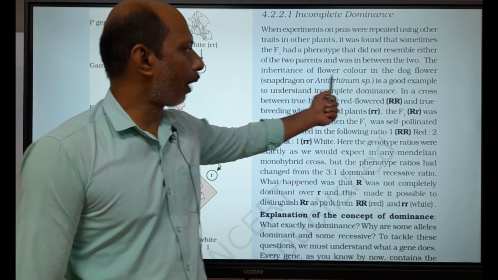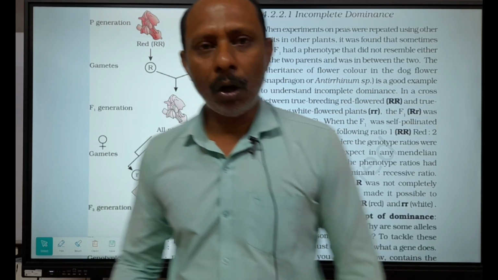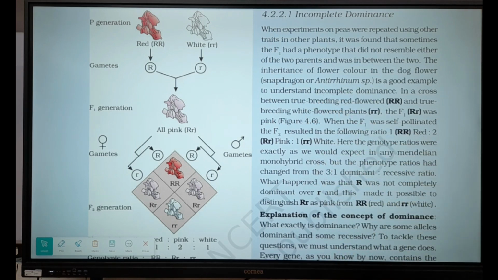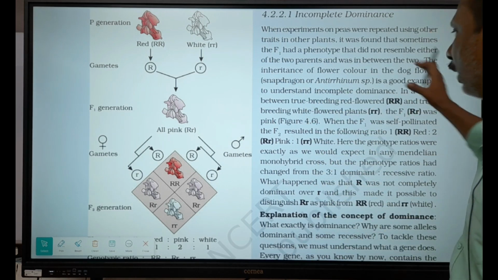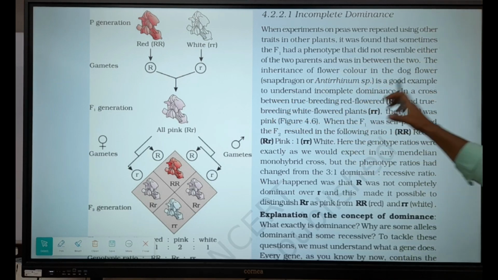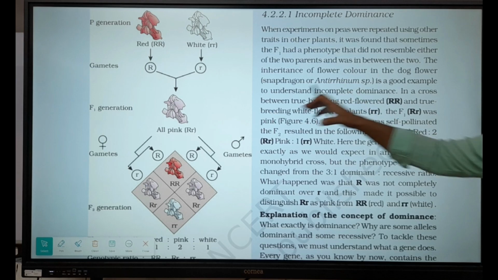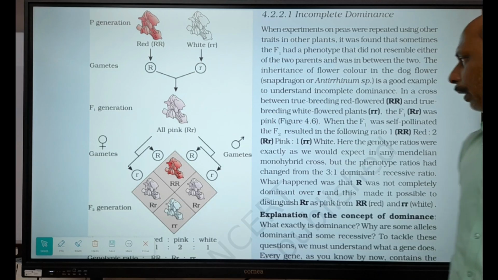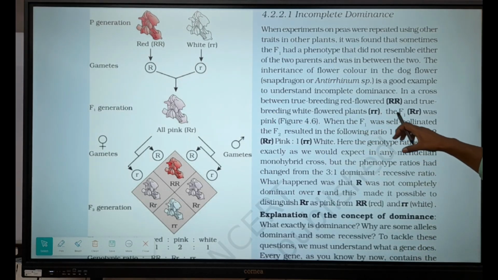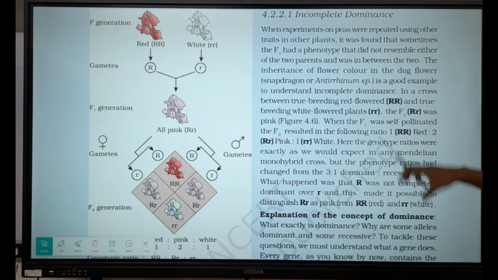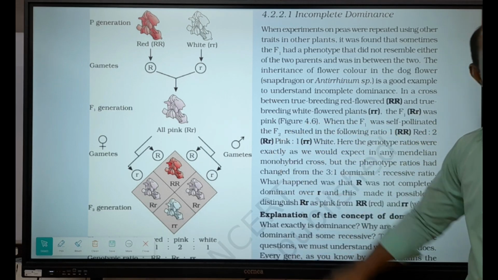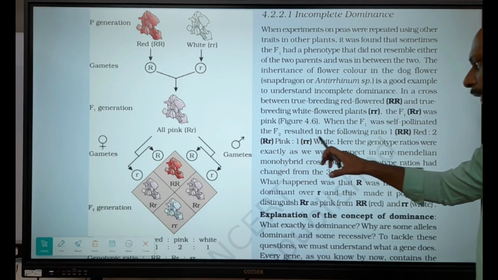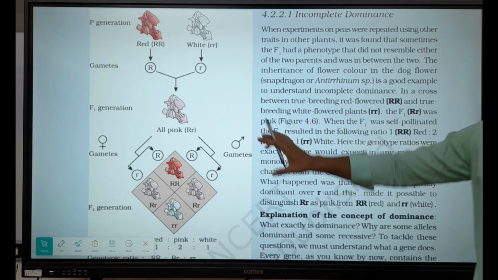The inheritance of flower color in dog flower, also called snapdragon, scientific name Antirrhinum species, is a good example to understand incomplete dominance. In a cross between a true breeding red flower and a true breeding white flower plant, small r, the F1 generation, that is capital R small r, was pink. And when the F1 was self-pollinated, the F2 resulted in the following ratio: 1:2:1.